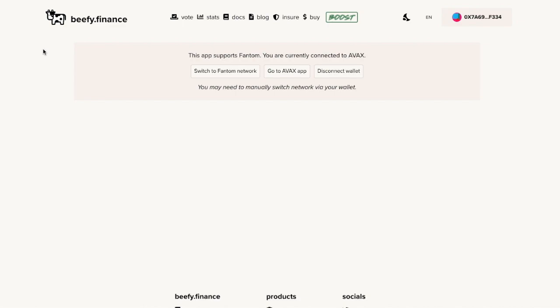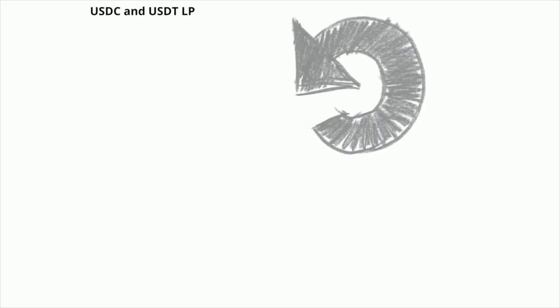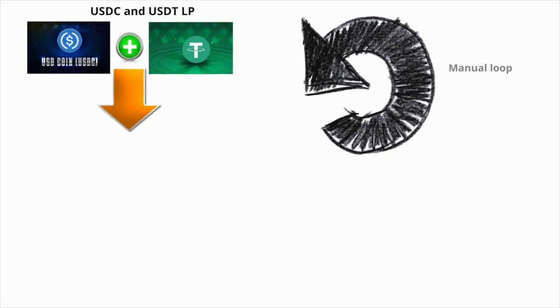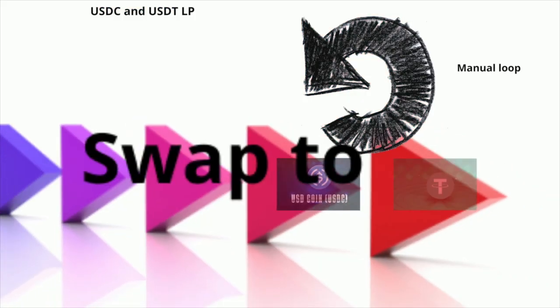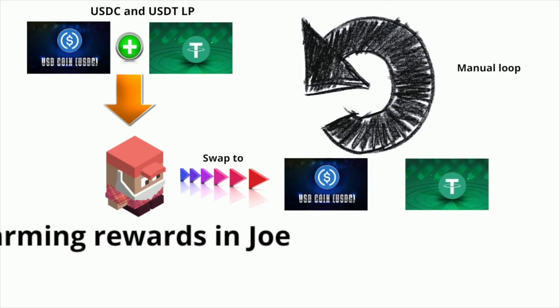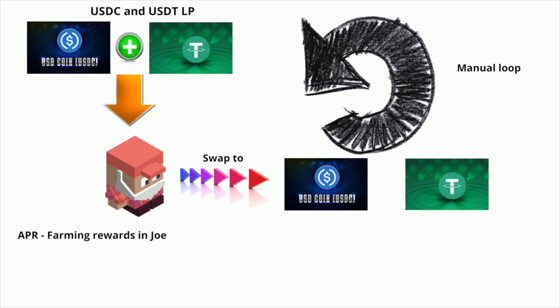So how does it work? For example, say you've given liquidity of, say, USDC and USDT to farm, for example, Joe token. You get APR. If you want to make the best out of it, you've got to manually withdraw those Joe tokens and then convert them into USDT or USDC to get the maximum APY. You have to do it manually on a daily or weekly basis, so you will be spending a lot of gas fees and everything.